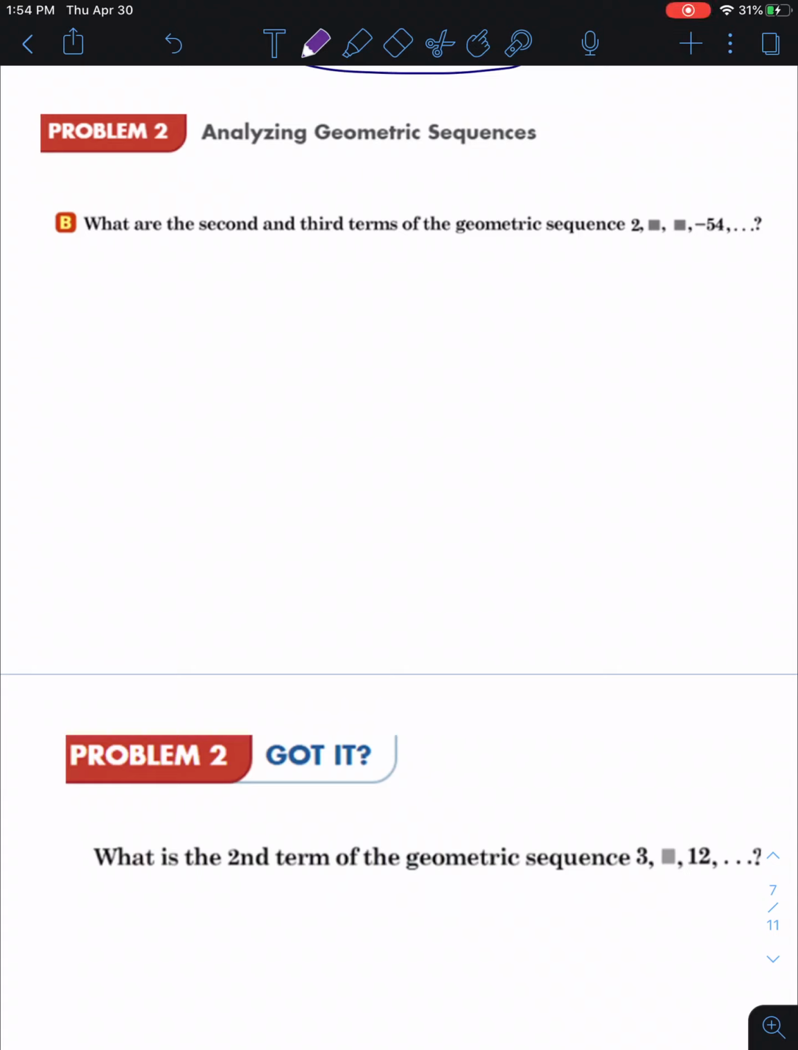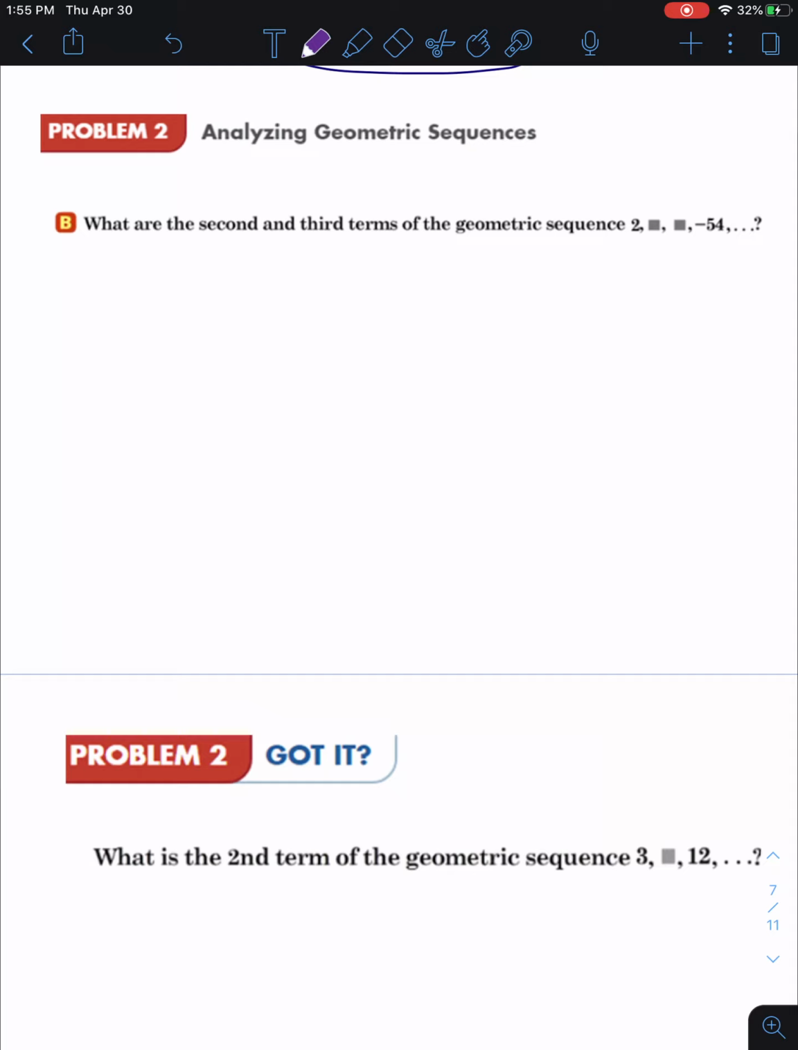Good morning. Today we're going to take a look at the second part to geometric sequences. Geometric sequences are sequences that have a common ratio between each of the subsequent terms. In other words, when you take the second term over the first term, the third term over the second term, the fourth term over the third term, and so on, you're going to get the same ratio.